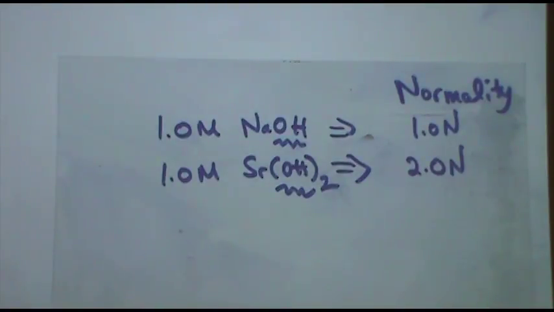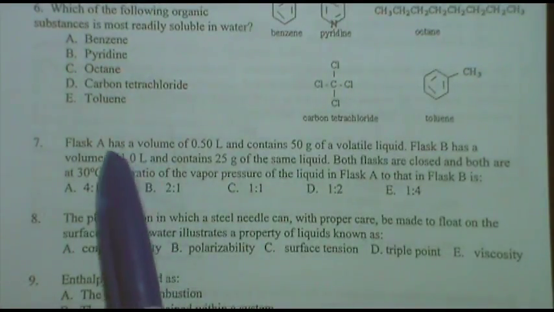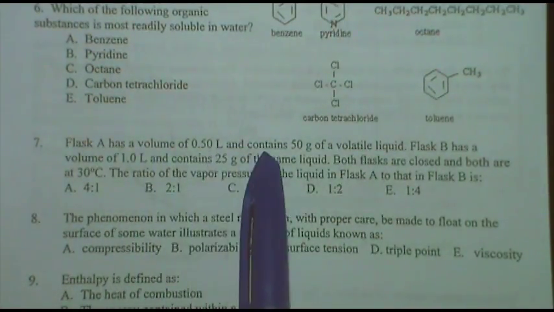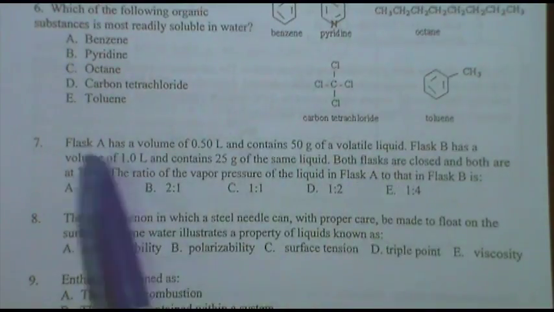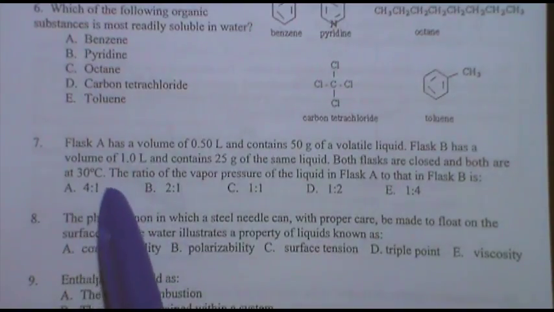5. Oh, also. That's the same question. Oh, this is beautiful. Okay. 6. Do you have a page number for me? Spring 2009. 7, you said? Yeah. This one? Look familiar? Okay. Flask A has a volume of this and contains that many grams of volatile liquid. Flask B, same liquid, both flasks are closed, both are at the same temperature.